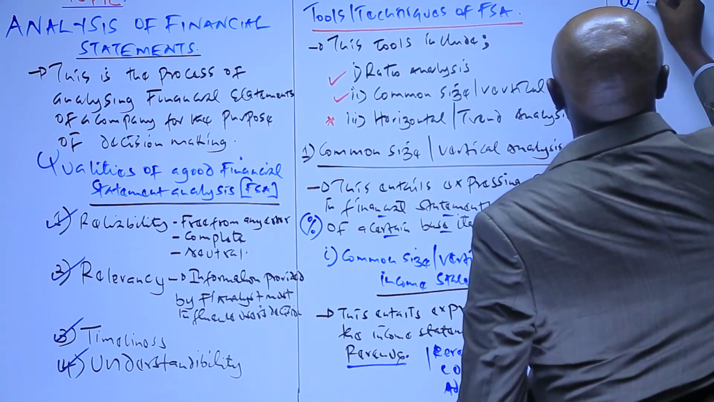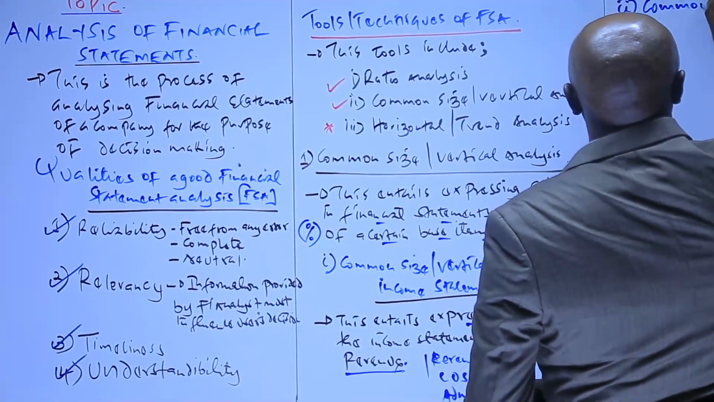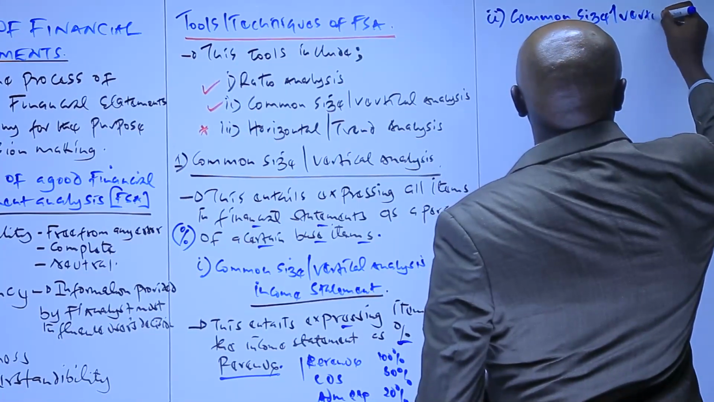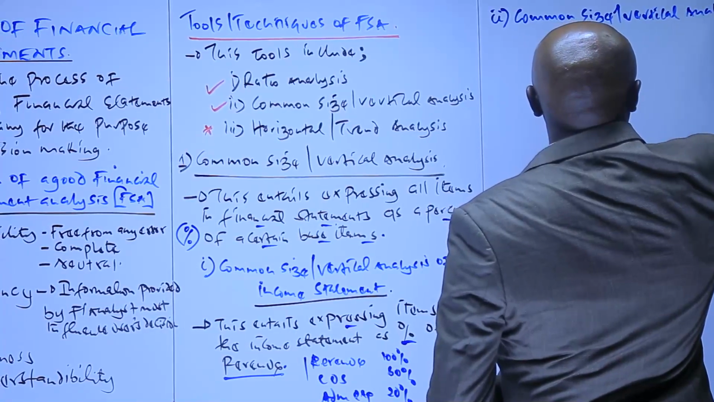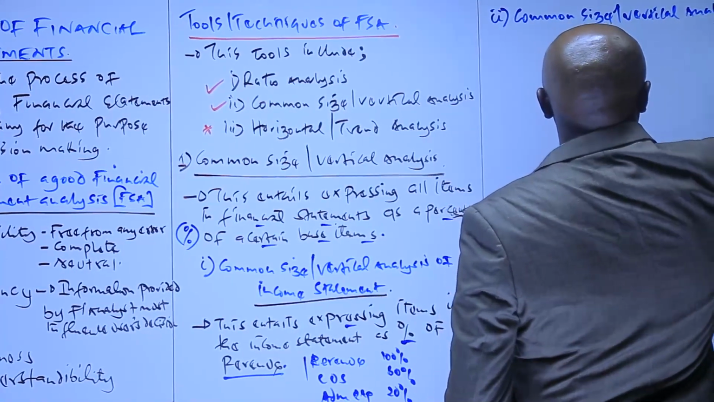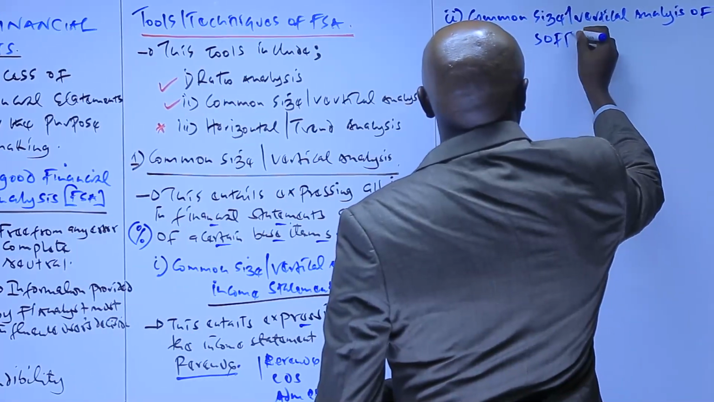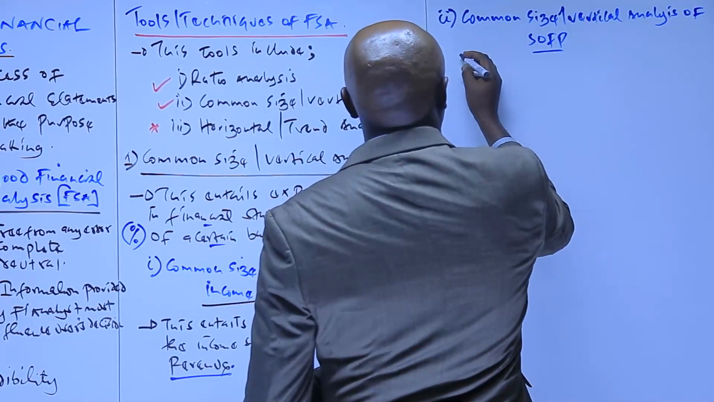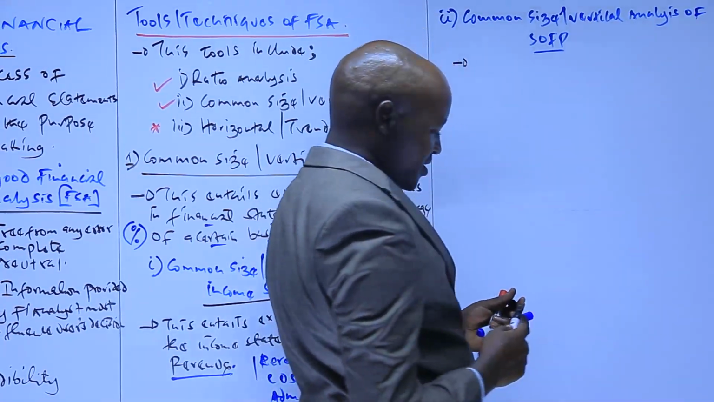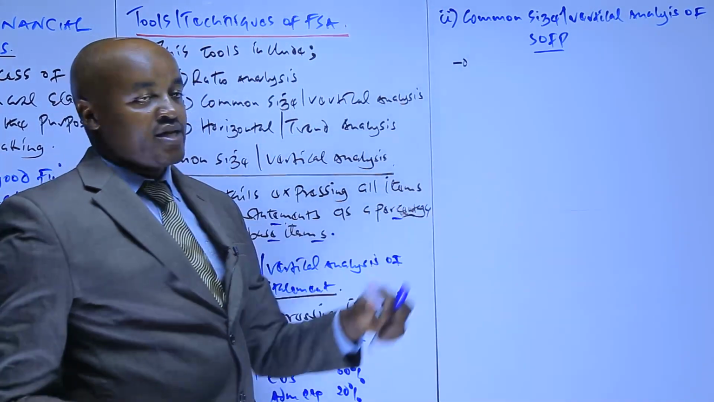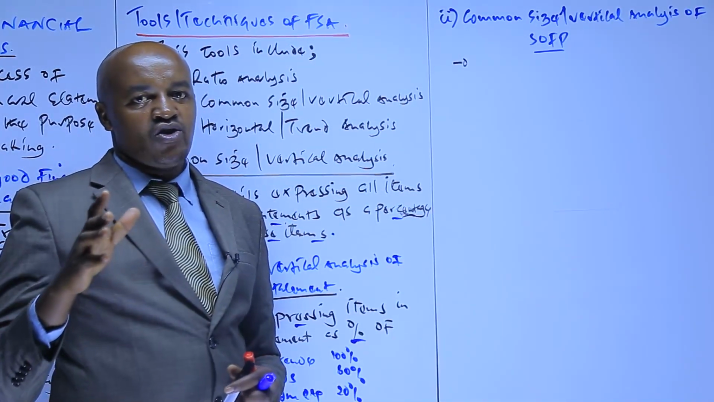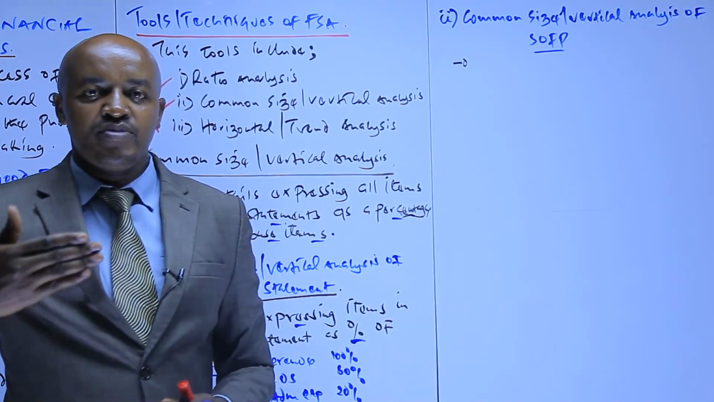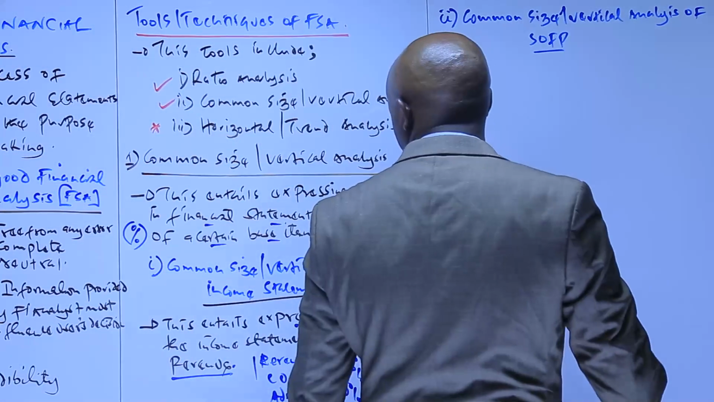Number two, we have the common size, or vertical analysis, of the statement of financial position. So what do you mean by this? This, on the other hand, entails expressing all the items in the company's statement of financial position as a percentage of the company's total assets. So everything in the statement of financial position will be converted as a percentage of the total asset.